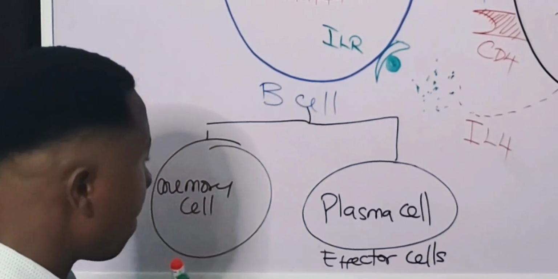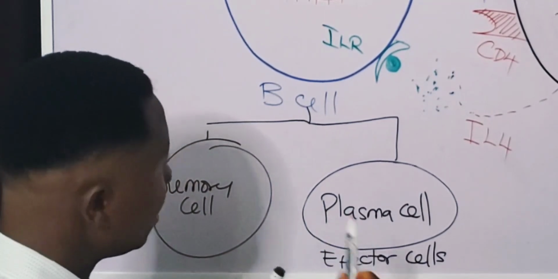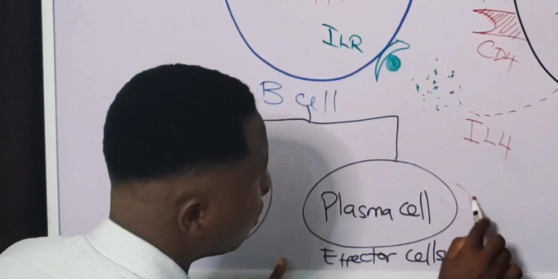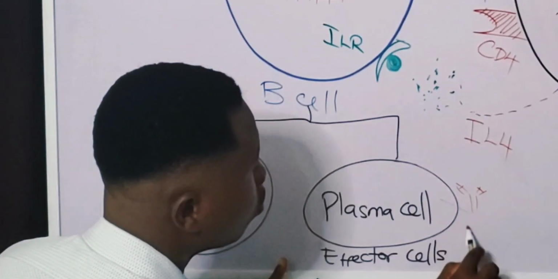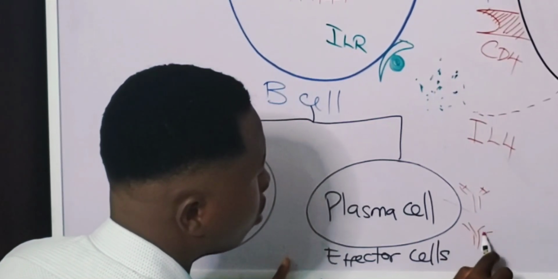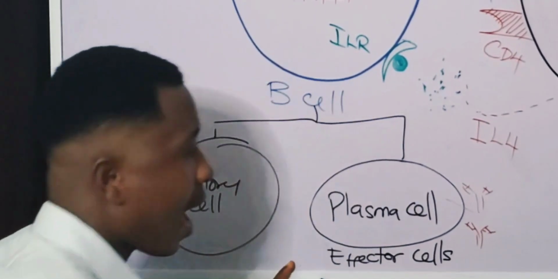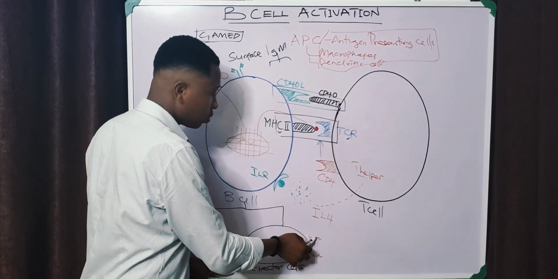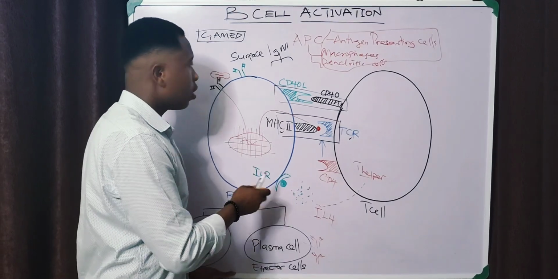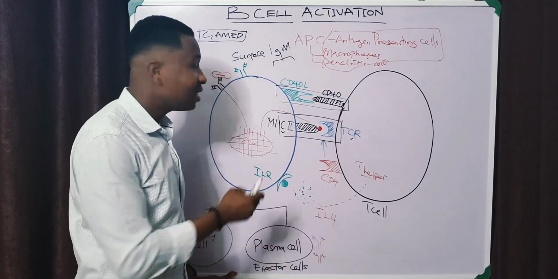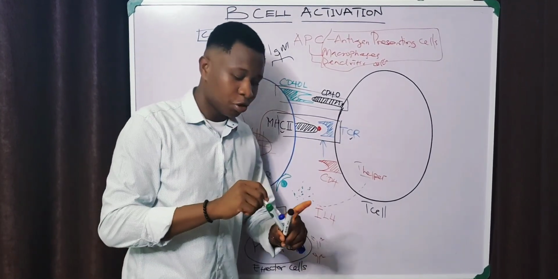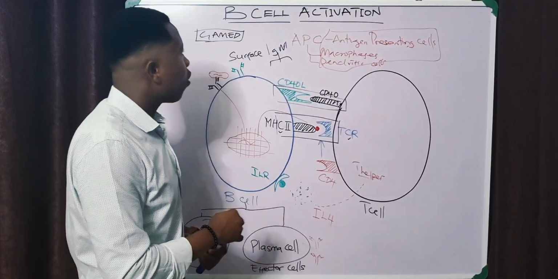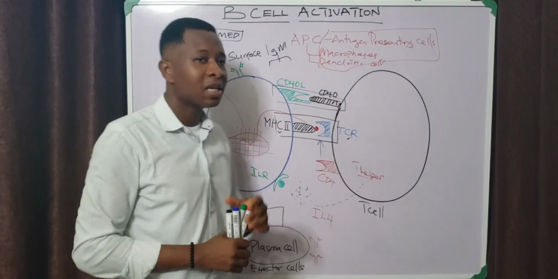Now the plasma cell begins to secrete these antibodies, specific to that particular antigen. So they secrete it in large numbers. Now the antibody in turn enters into the circulation looking for this particular bacteria. The moment it gets it, it marks it for destruction, either by opsonization or by any other means. So this is an overview of how the B cell is activated.